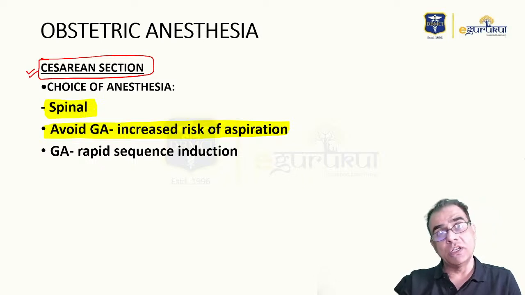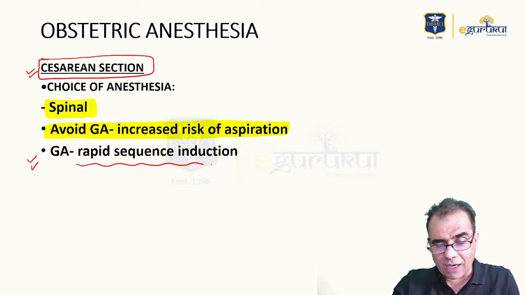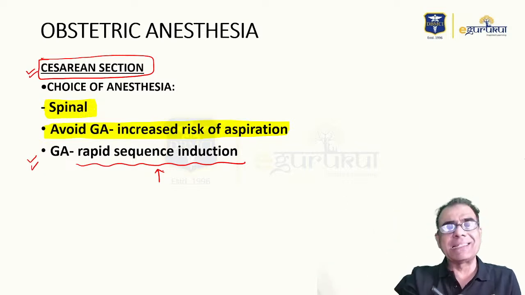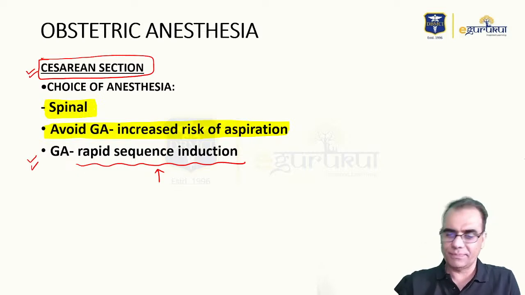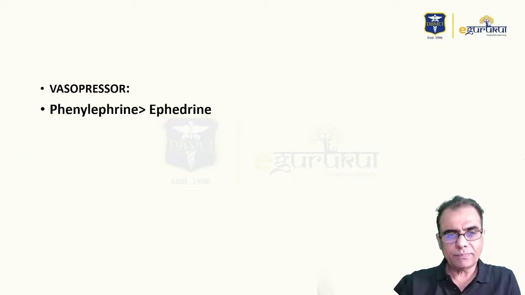So avoid GA. And if you are giving GA, even if the patient is fasting, it should always be under rapid sequence induction. A pregnant patient is never considered fasting, even if she is fasting for 8 hours, and it should be done with rapid sequence induction. If you are giving GA, best is avoid GA.